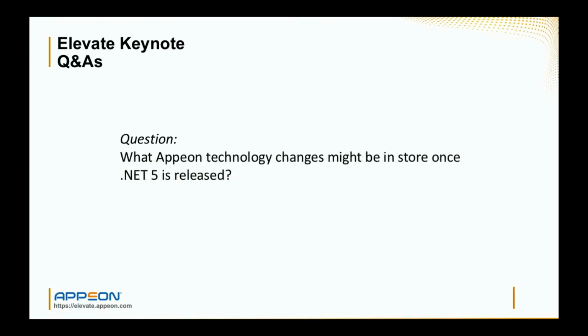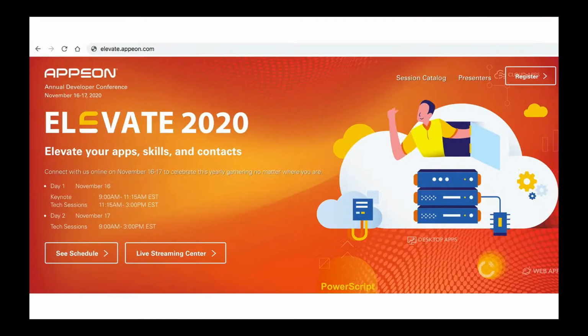Question: what Appian technology changes might be in store once .NET 5 is released? We will stay on top of the latest .NET technology and plan to add support for .NET 5 as soon as possible. As far as we know, no major technology changes need to be made on our side for supporting .NET 5.